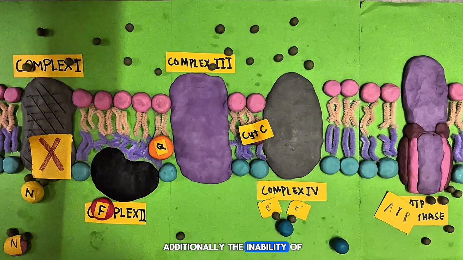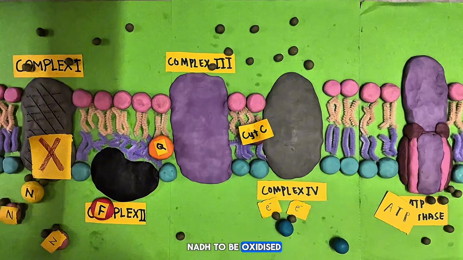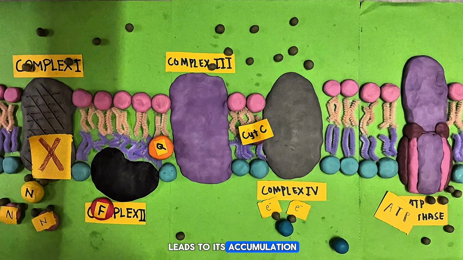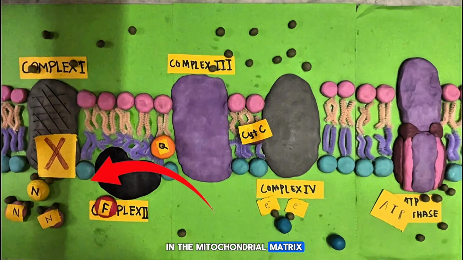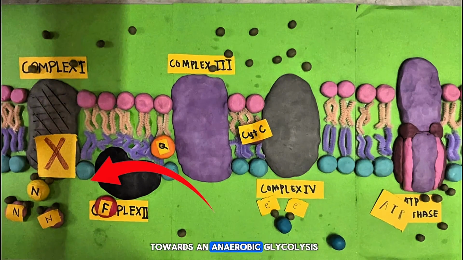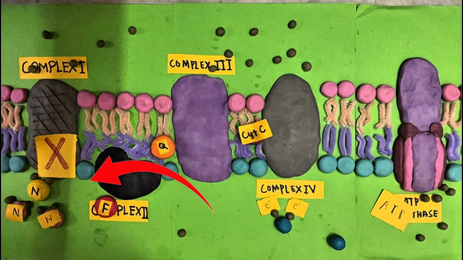Additionally, the inability of NADH to be oxidized leads to its accumulation in the mitochondrial matrix. The increased NADH to NAD+ ratio shifts cellular metabolism towards anaerobic glycolysis, resulting in the conversion of pyruvate to lactate and ultimately causing lactic acidosis.